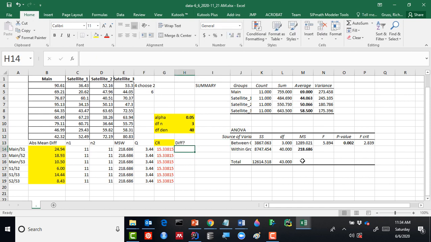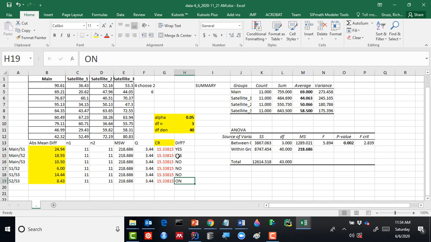Okay, and I see that between main and S1, this 24 is greater than 15, so there is. I'm going to say yes. Okay, main and S2, this 18 is larger than 15, so I'll say yes. 10 is smaller than 15, so no difference. 6 smaller than 15, so no difference. 14, there's almost a difference between S1 and S3, but the cutoff is 15. And S2 and S3 is small, so we'll say no.